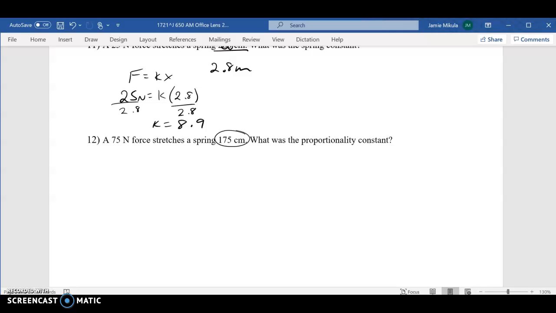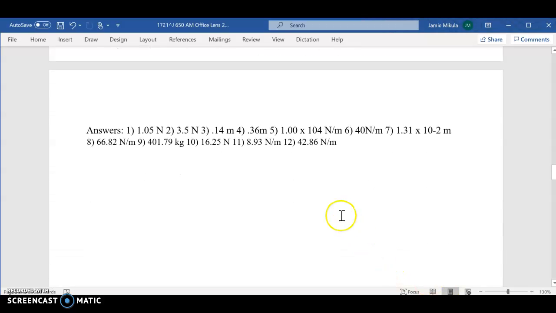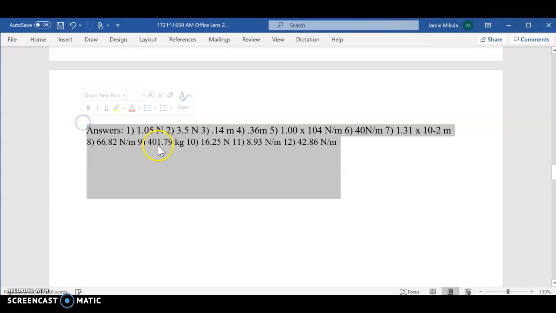There you have centimeters again, so 2 over, 1.75 meters. So F equals kx, 75 equals k times 1.75, divide 1.75 by both sides. 75 divided by 1.75 is 42.8 newtons per meter. All right, and you can check your answers down here as well.